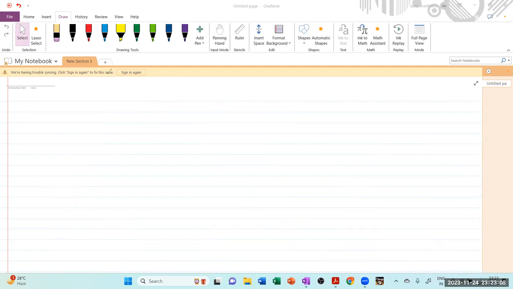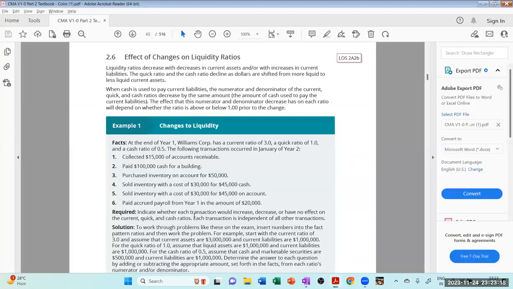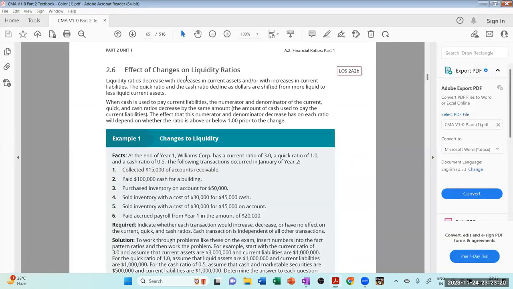Right. Now these are the kind of MCQs that you are going to face. Ready? Let's take you to Becker. Effect of changes on liquidity ratios. That's your topic of discussion. I have completed this teaching. Don't have to worry. Now you have to apply it and see what happens.